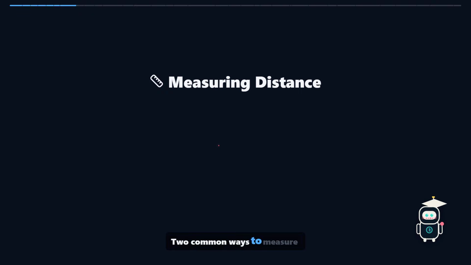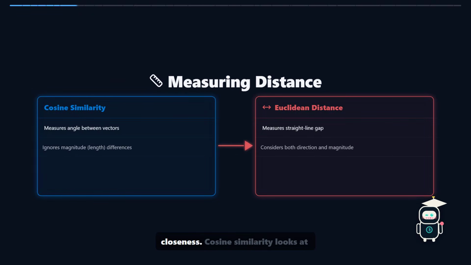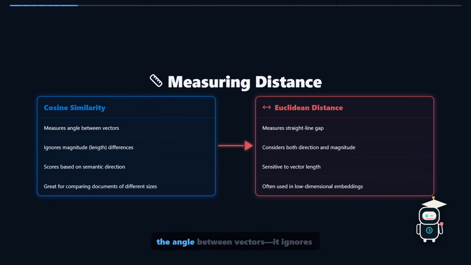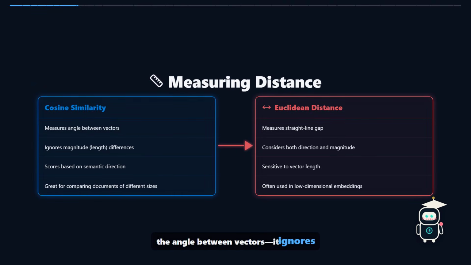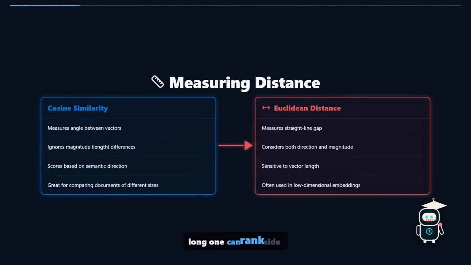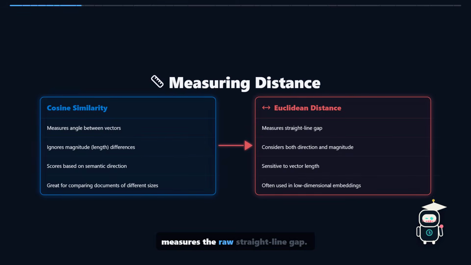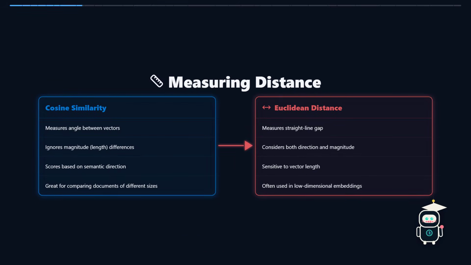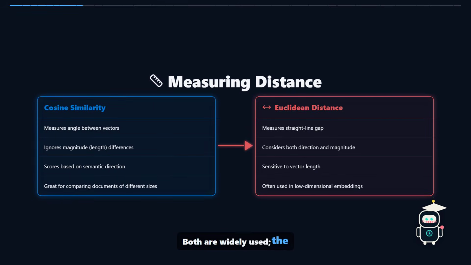Two common ways to measure closeness. Cosine similarity looks at the angle between vectors. It ignores how long they are, so a short document and a long one can rank side by side if they're about the same thing. Euclidean distance measures the raw straight-line gap. Both are widely used. The right choice depends on your data and embedding model.